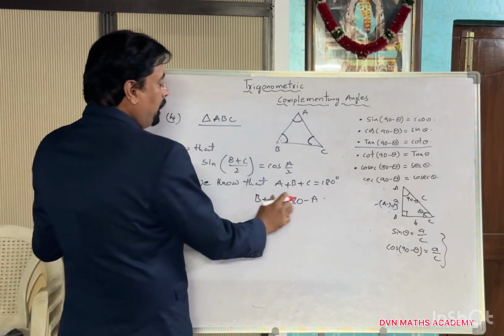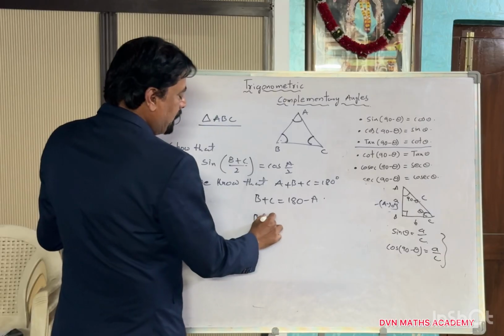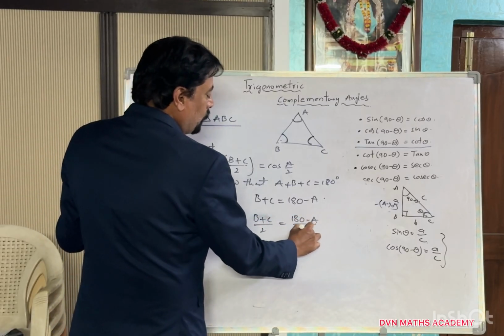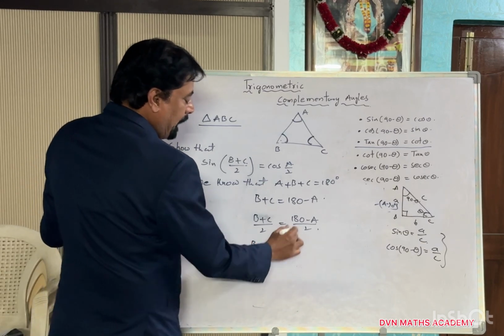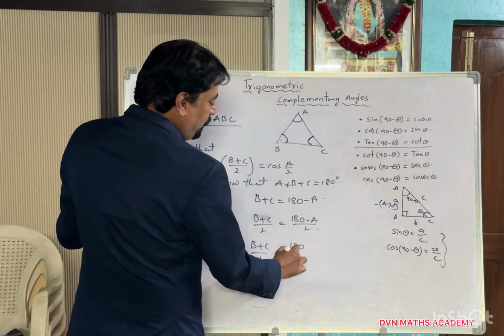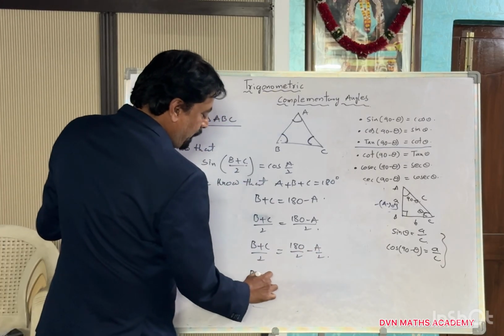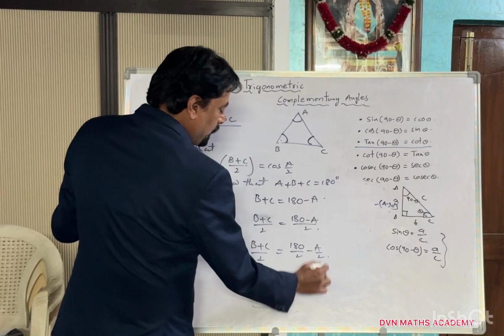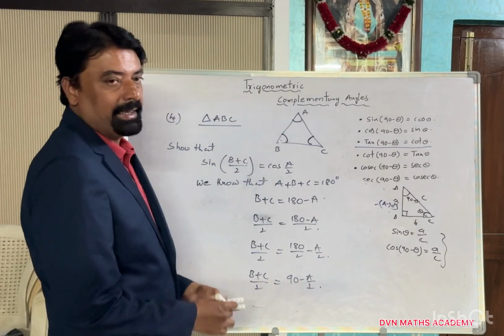Next, I am dividing both LHS and RHS by 2. What happened? You see, (B plus C)/2 is equal to (180 minus A)/2. Now, here I am distributing the denominator: 180/2 minus A/2. So now (B plus C)/2 is equal to 90 minus A/2. So I got one statement here, (B plus C)/2 is equal to 90 minus A/2.